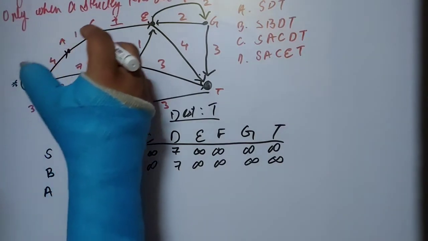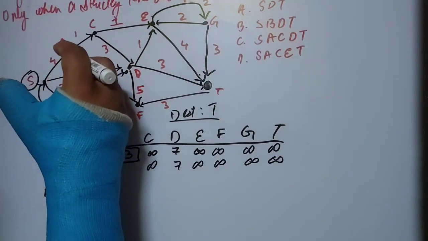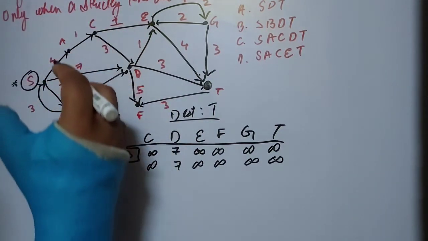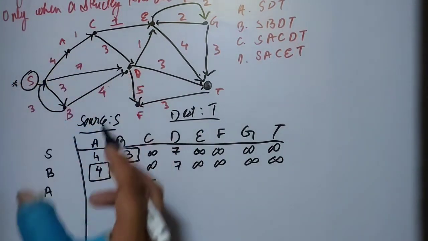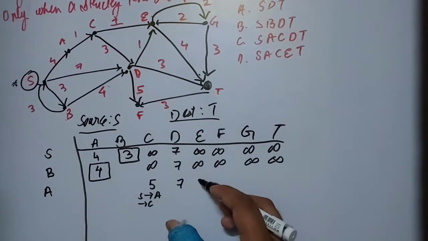From A we could reach C. From S we could reach A at 4 edge weight, and from A to C we could go in 1 edge weight. So 4 plus 1, which is 5, and it's going via A. So we will write here path S to A to C. Then from A we can't reach any other vertex other than C, so 7 as it is, and infinity in these columns.